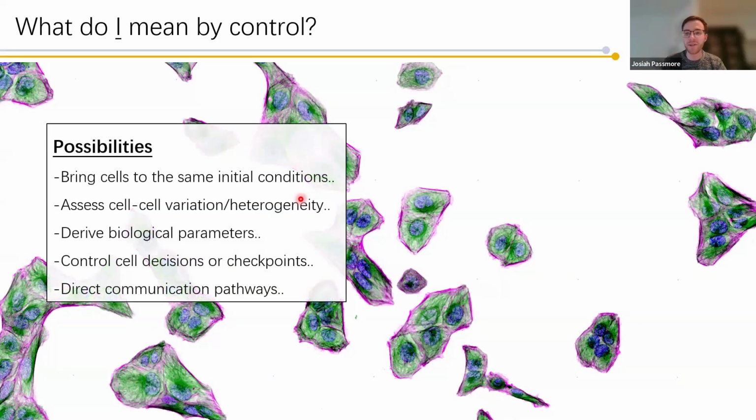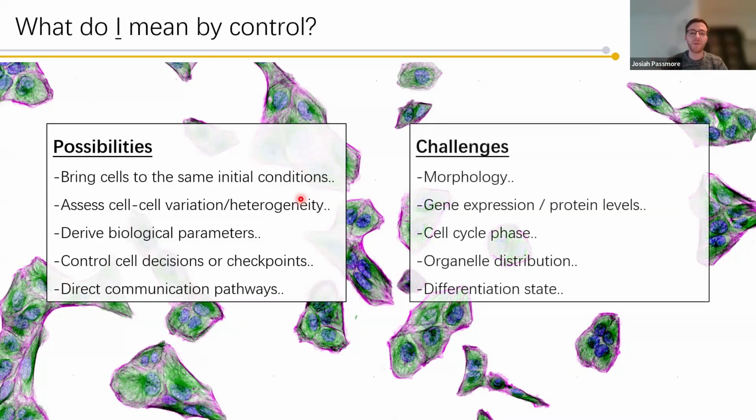And imagine if we could achieve that level of control. There are many possibilities in terms of being able to bring cells to the same initial conditions or look at cell-to-cell variation and heterogeneity. We want to be able to derive different biological parameters by learning from this control. We could control cell decisions or different checkpoints in the cell and direct different communication pathways and a lot more future possibilities.